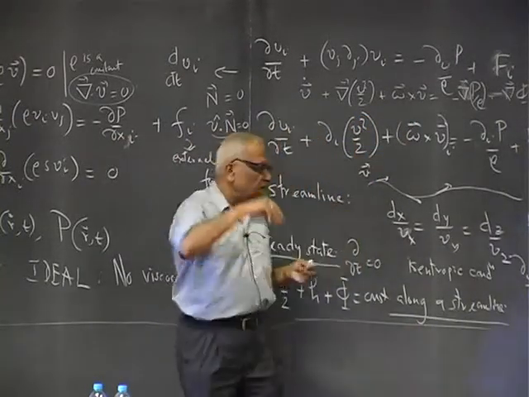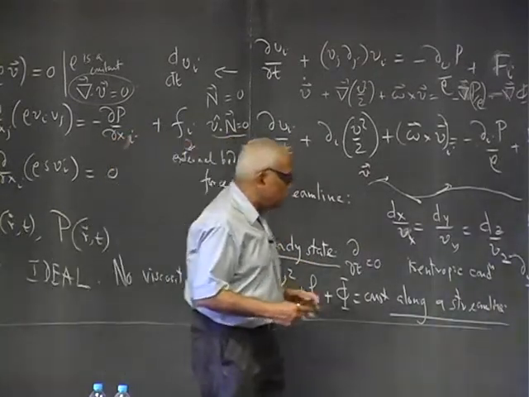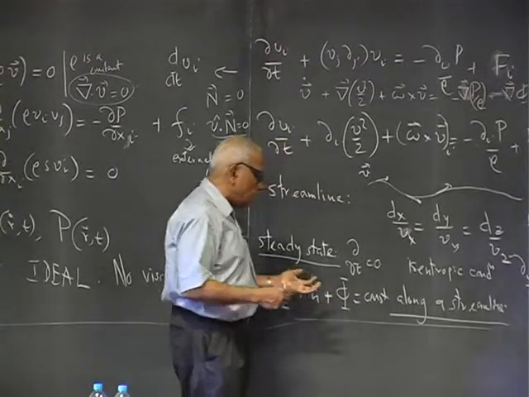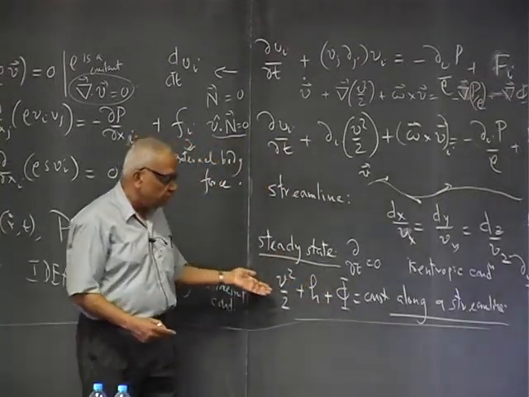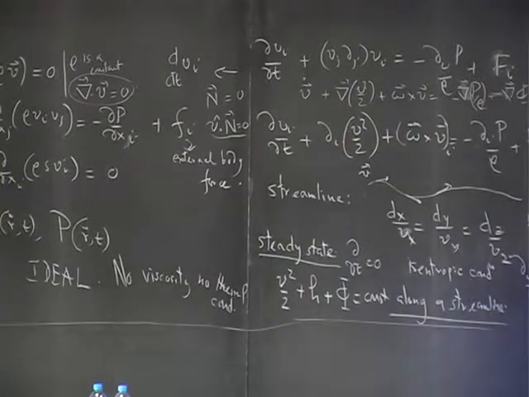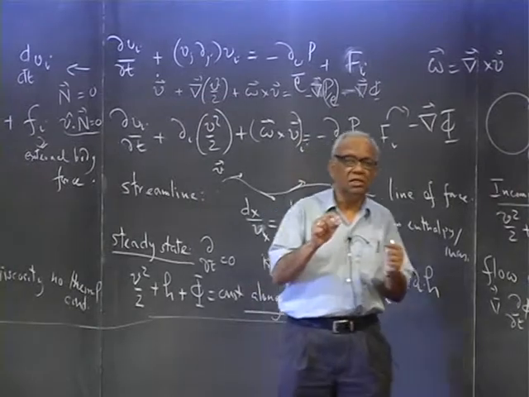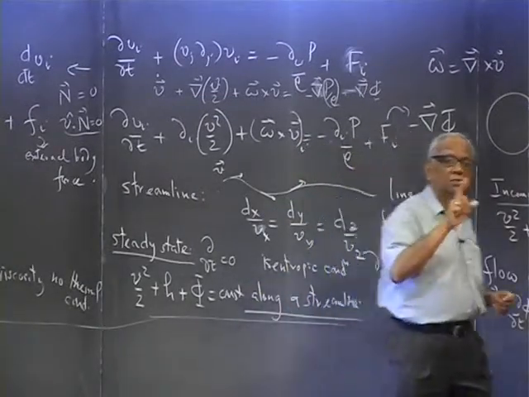So that's why the statement is that in steady state, you have this quantity conserved along a streamline if it's an adiabatic flow, and you have this conserved if it's an incompressible flow. So that's the statement.